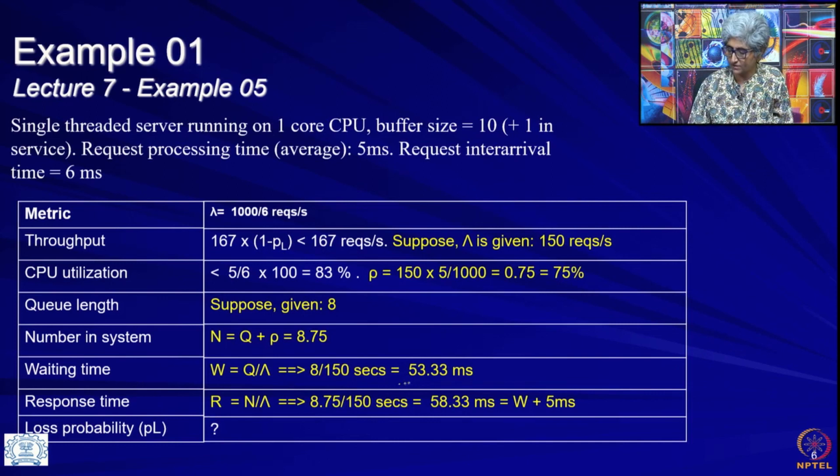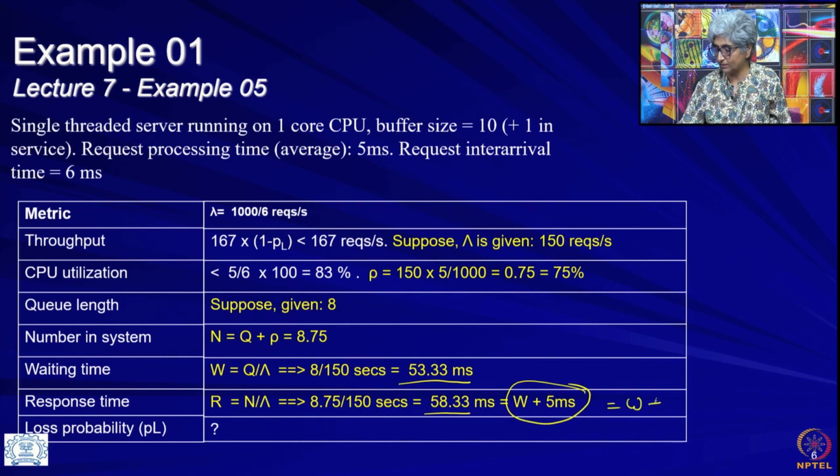So, 8 by 150 is 53.3 milliseconds, and 8.75 by 150 is 58.3 milliseconds. Of course, response time is always equal to waiting time plus service time. You can see that we did not actually calculate it that way, but we ended up with the correct relationship. This is 53.3, this is 58.3, and that is actually waiting time plus service time. So, this is one example of how we can apply Little's law to a straightforward queuing system.